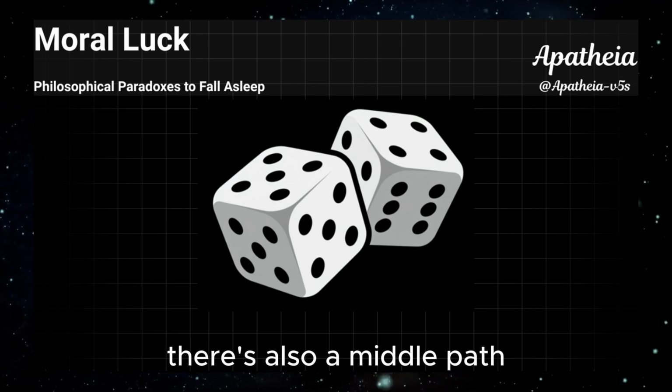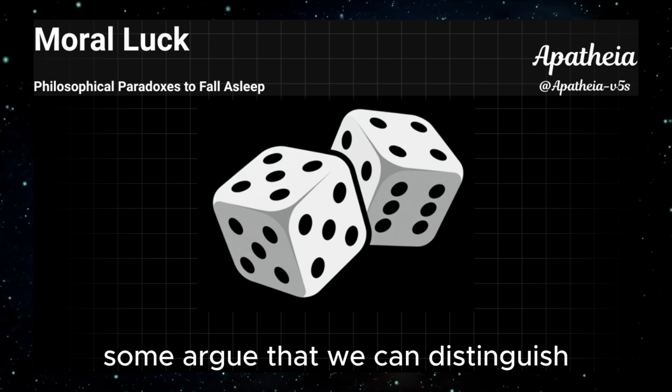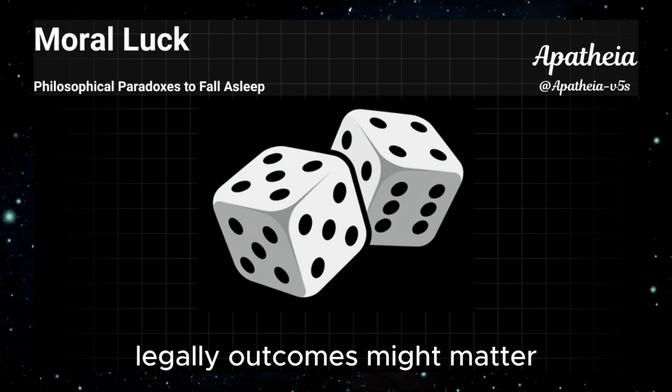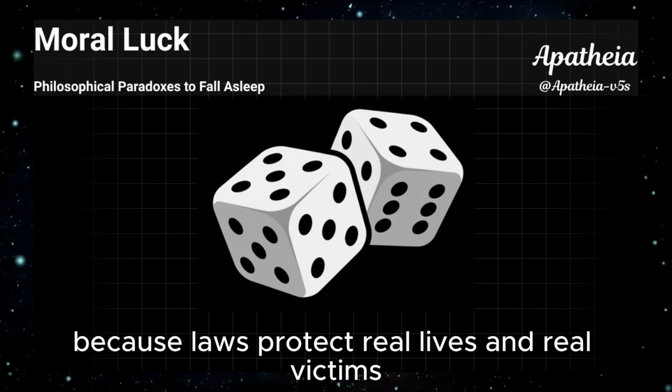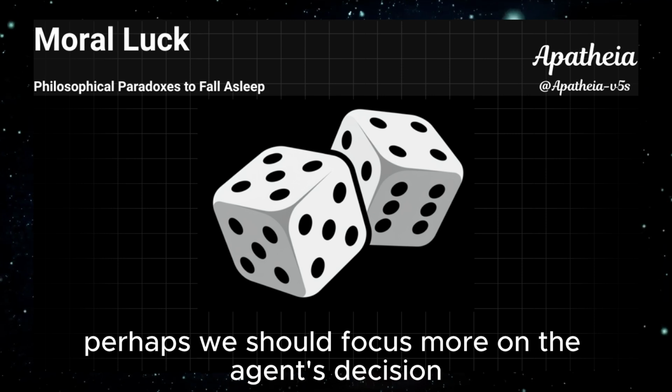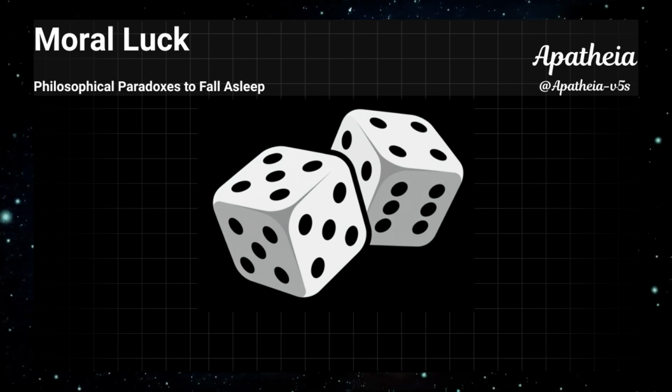There's also a middle path. Some argue that we can distinguish legal consequences from moral ones. Legally, outcomes might matter, because laws protect real lives and real victims. But morally, perhaps we should focus more on the agent's decision, not the accident of what followed.